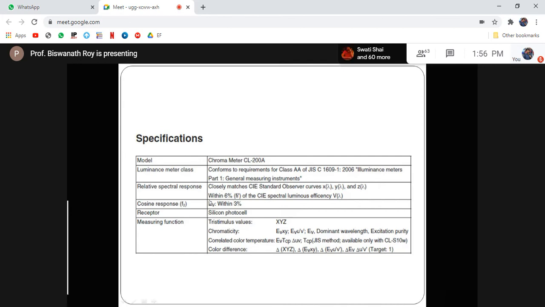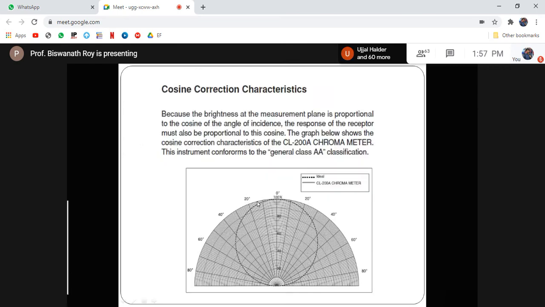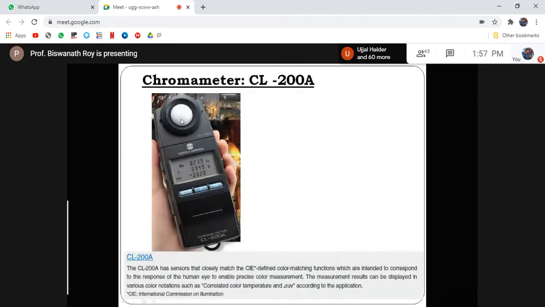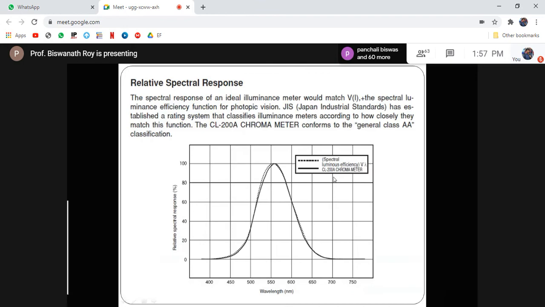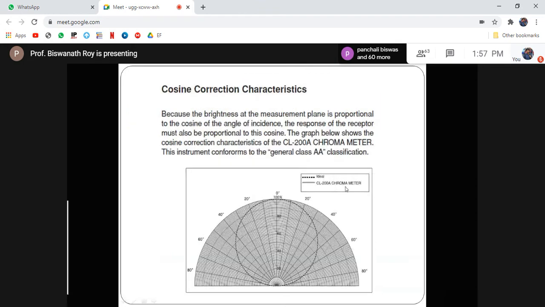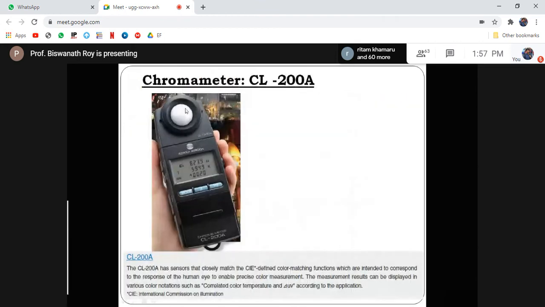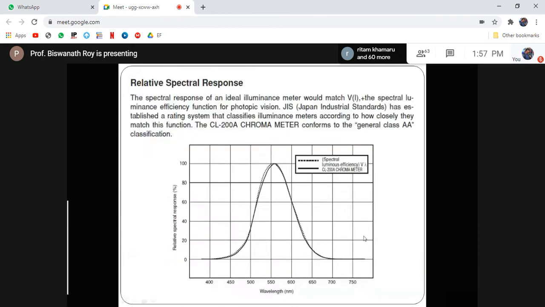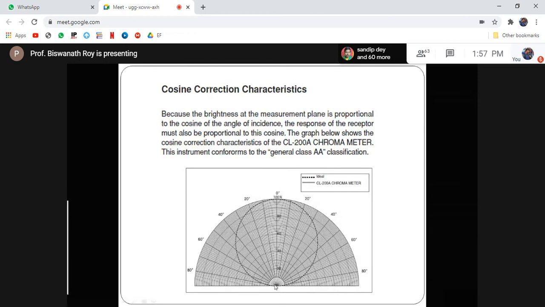So this is the specification of the instrument. This F1 prime represents the numerical value of the matching. It is within 6%, right? On the other hand, this sensor needs to collect light from all other directions. So some cosine correction is necessary for this type of instrument. The cosine correction is done with the help of this white diffuser. And how the cosine correction is obtained is represented by this diagram.